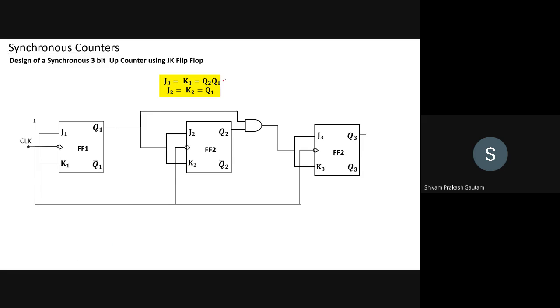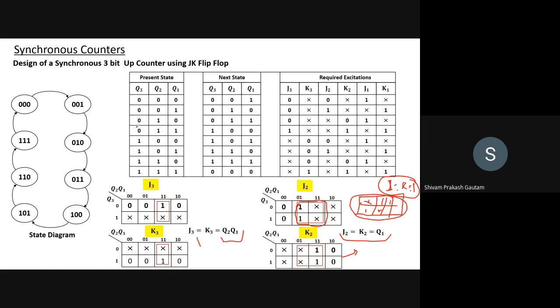So once you find the expression, it becomes fairly easy. So here J1 and K1 is equal to 1. So this is the first. This is the third, this is flip-flop number 3. Can you show the table? This is MSB, and this is LSB. Just check.